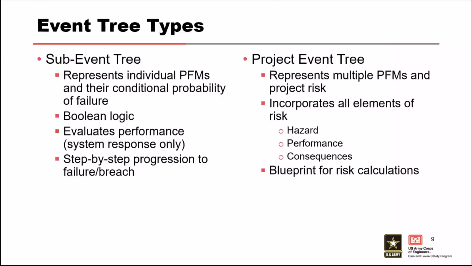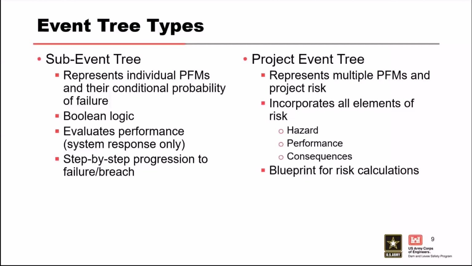When we're discussing event trees, there's two types of event trees that we need to differentiate: sub-event trees and project event trees. Both types of trees are important for risk analyses, but they play different roles. Sub-event trees are used to evaluate individual potential failure modes and their conditional probabilities of failure within a risk analysis. They use Boolean logic, true or false, to evaluate a sequence of events like we discussed previously. But they only evaluate performance or system response of a structure from the general event tree framework, and they represent the step-by-step failure progression to failure or breach for potential failure modes.